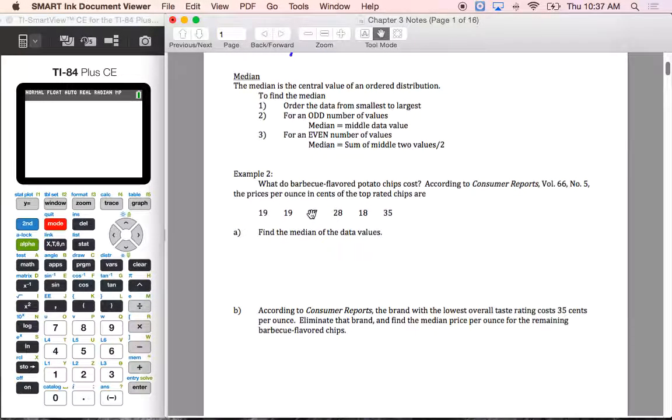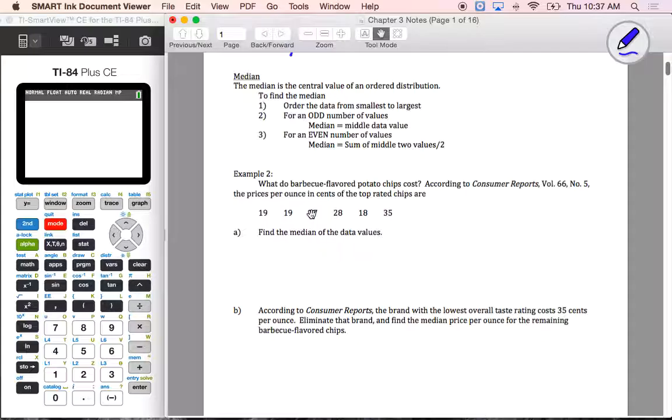So for example 2, what do barbecue flavored potato chips cost? We've got 6 numbers there for the top rated chips and their price per ounce in cents. We want to find the median. In order to find the median, you have to put them in order from smallest to biggest.